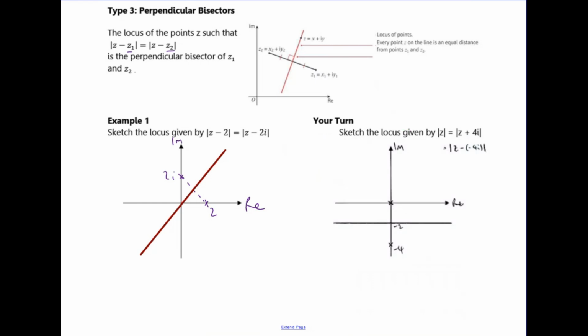This one does need rewriting. The right-hand side needs rewriting as z minus minus 4i. So this is the perpendicular bisector between the origin from the left-hand side and minus 4i on the right-hand side. This is just a horizontal line at y equals minus 2.